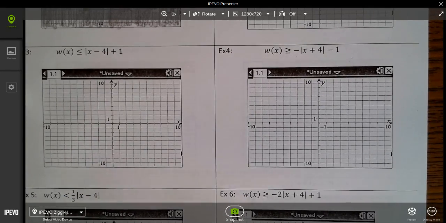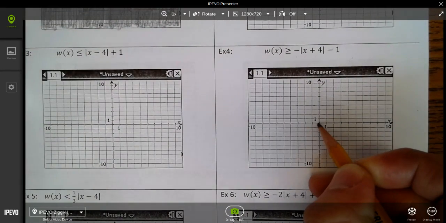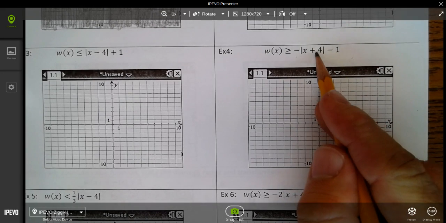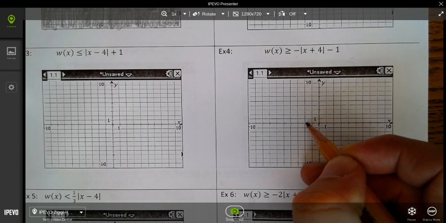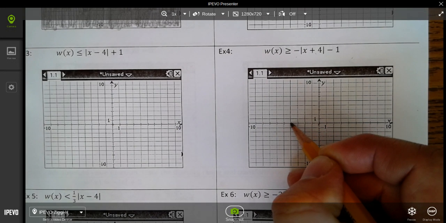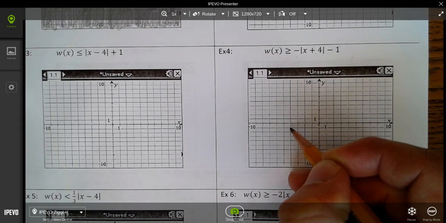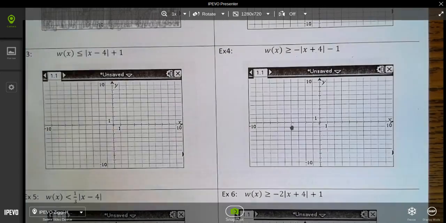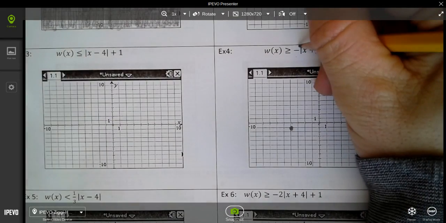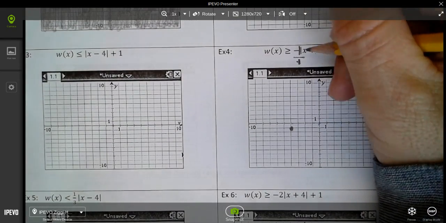So first things first, we start at 0, 0. That's the parent function origin, and we're going to do the transformation. So we know plus 4, we're going left 4, so 1, 2, 3, 4. But the minus 1 means we're going down 1. So there's our new vertex. Put a 1 in front and a 1 below, and there's your slope.